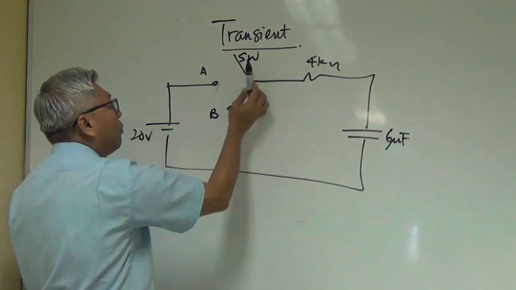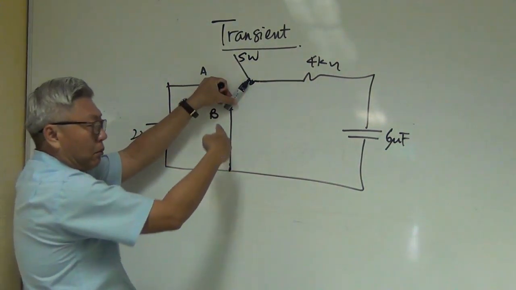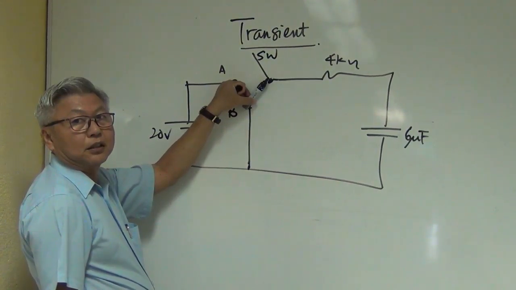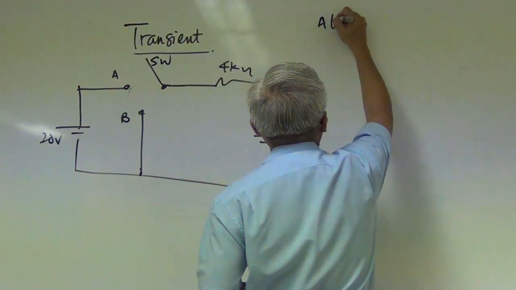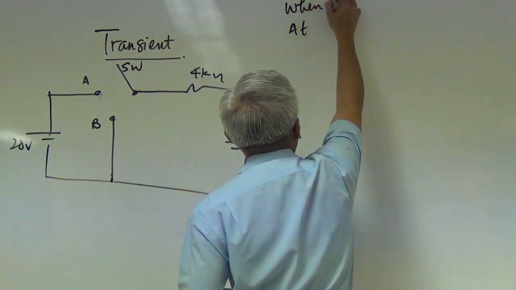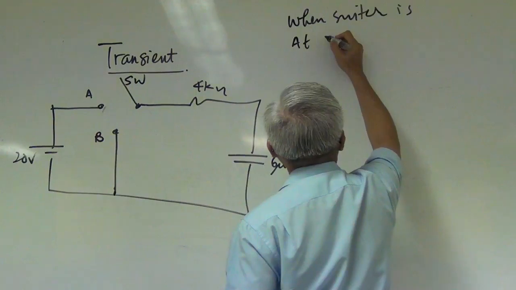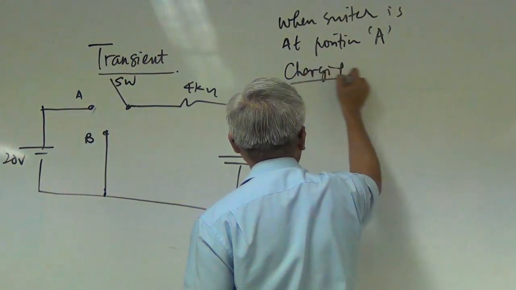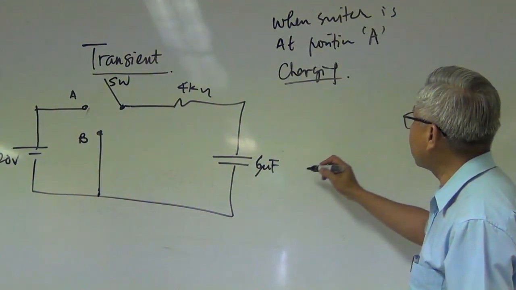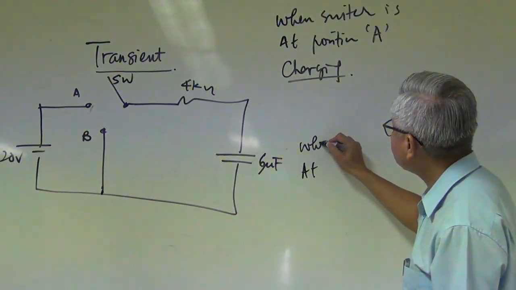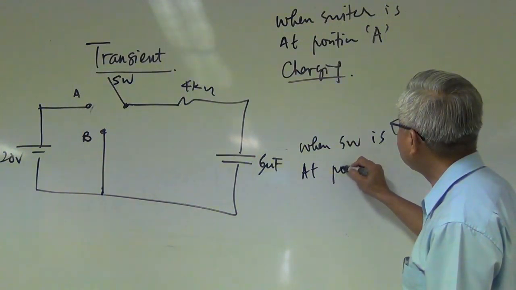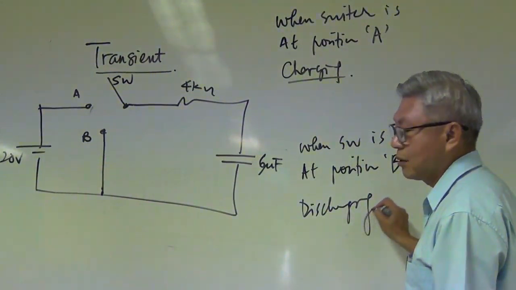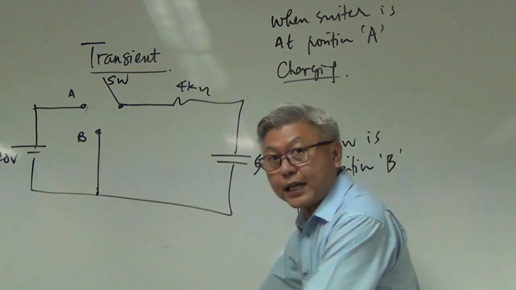Now, when I throw my switch to B, can you see that the capacitor is being discharged? Because the battery is being removed from the circuit already. Right? So when switch is at position A, the capacitor is being charged, right? And when switch is at position B, then the capacitor is being discharged. True? Okay, so all of us got this idea.